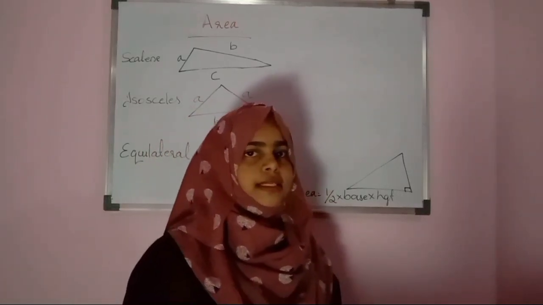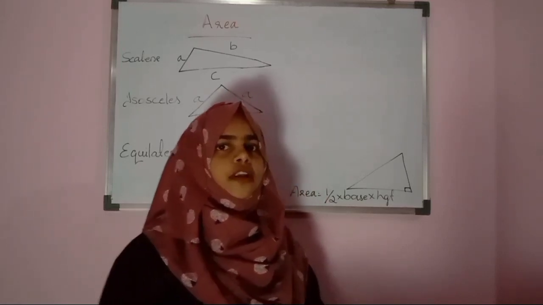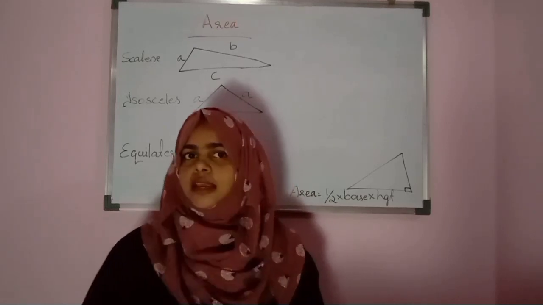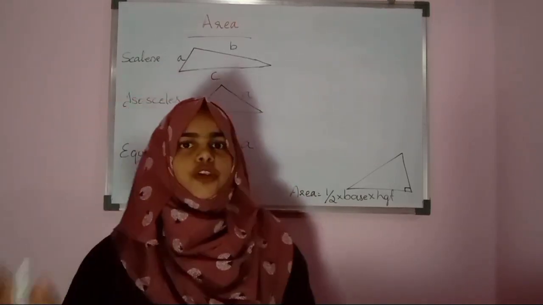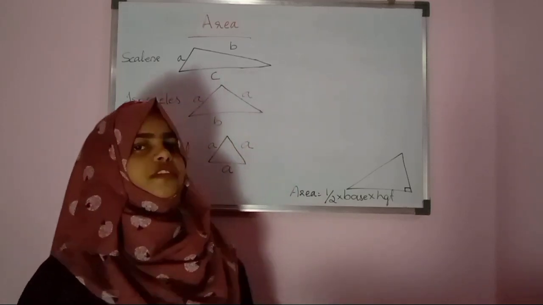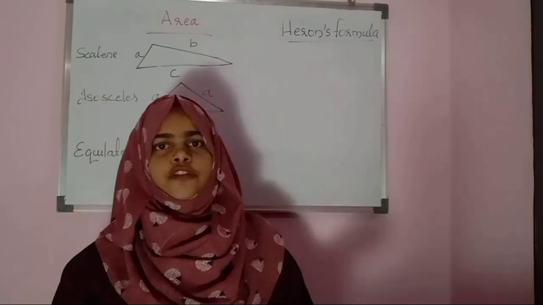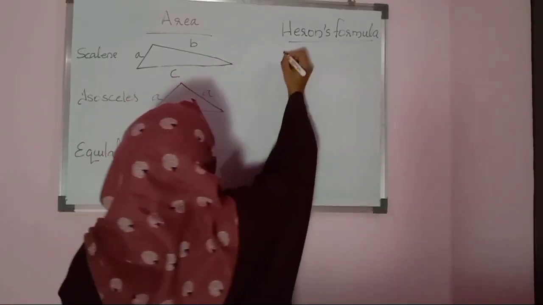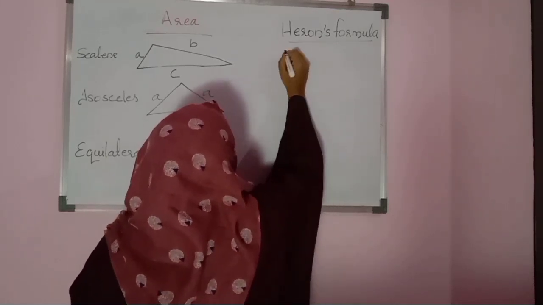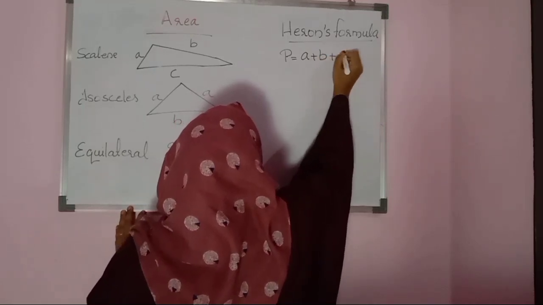But in some cases, if all the three sides are different, and for different types of triangle, it will be difficult for us to find the height of the triangle. If we don't know the height of the triangle, we could find the area of the triangle using Heron's formula. Perimeter of triangle is A plus B plus C.